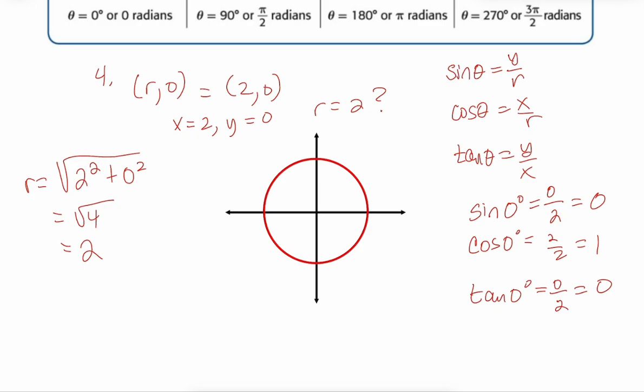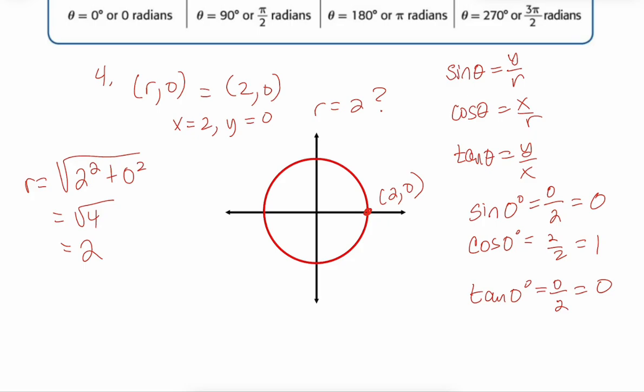So if you land in the 0 spot, so that would be right here, if you land there, you are going to always get the same thing. Whether you're at 2, 0 or 1, 0 or 4, 0 or 5, 0 or 7, 0, you're always going to get the same thing.